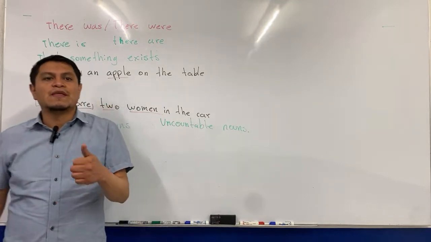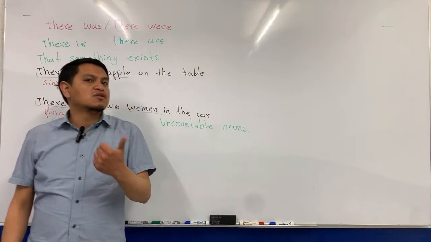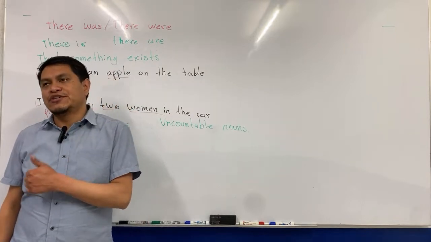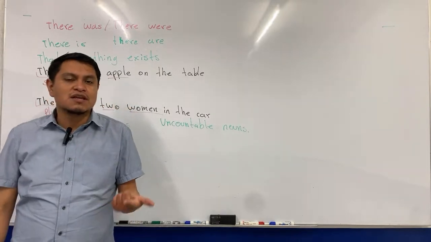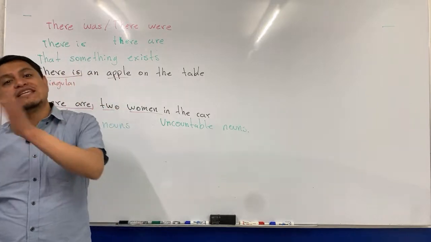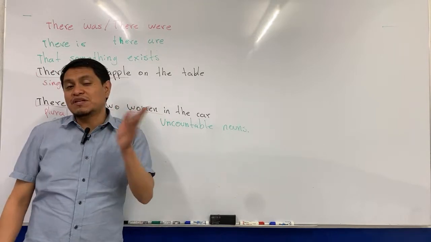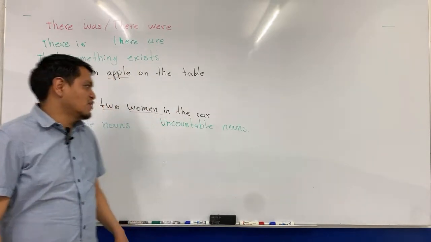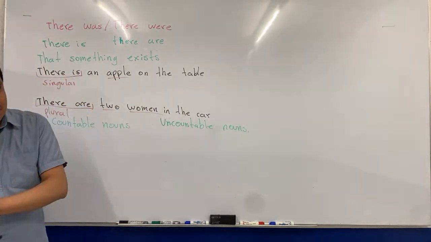For example, water. You can't say one water, two waters, or cheese. You can't say one cheese or three cheese. In that case, you can say piece of cheese. One piece of cheese, two pieces of cheese, three pieces of cheese, etc. Right? So, uncountable things cannot be counted.